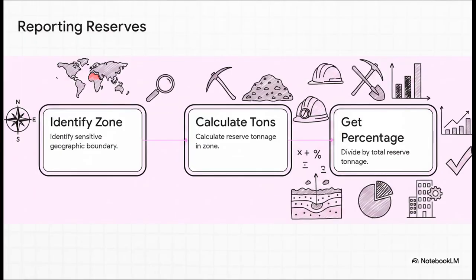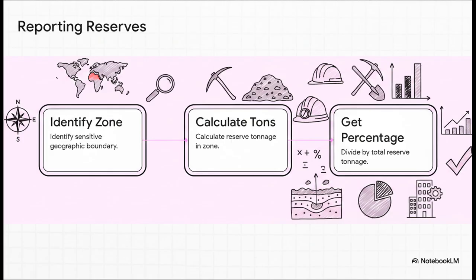To really show you how rigorous this reporting gets, let's break down the formula. Step 1, you identify the sensitive geographic boundary. Step 2, calculate the exact tonnage of proved and probable reserves inside that specific zone. And Step 3, you divide that by the company's total global reserve tonnage. What you end up with is a highly transparent percentage metric. It's basically converting physical dirt and rocks buried miles underground into an undeniable corporate accountability metric.